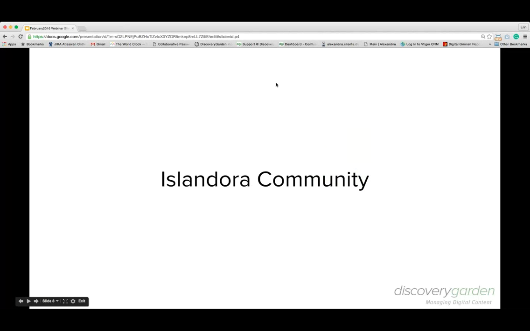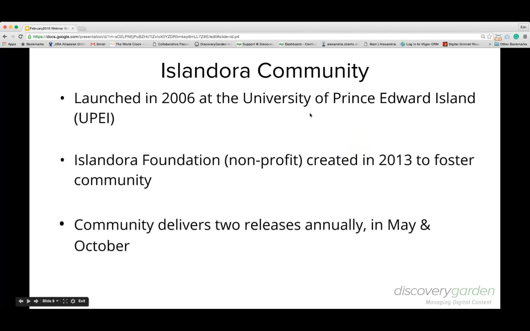So now a quick overview of the community. Now the people make the software even stronger. So Islandora has been around for 10 years, hard to believe. It launched in 2006 at the University of Prince Edward Island. But the overall fostering of the Islandora community changed from the university.